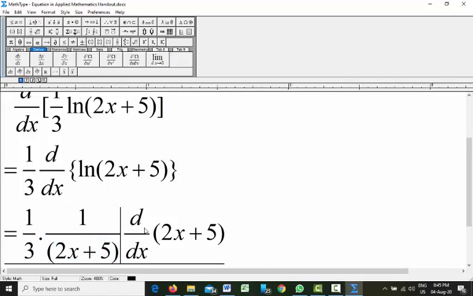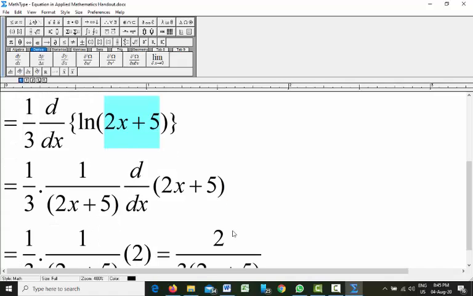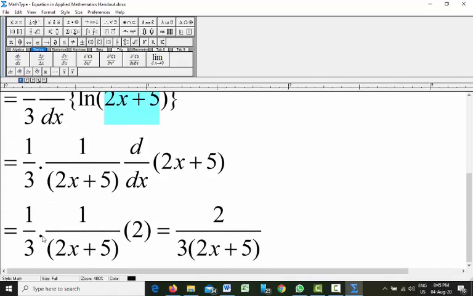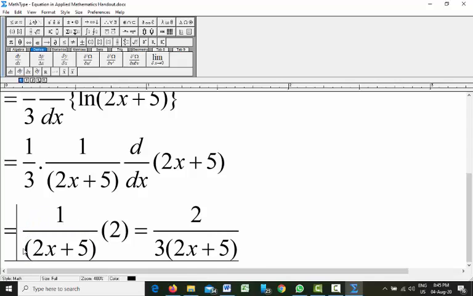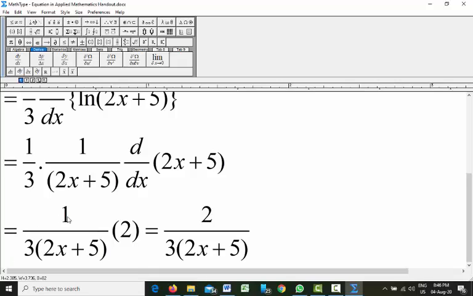And then we will do differentiation of the bracket part. Now we will do differentiation of the inside material, that is 2x plus 5. Here we can write 1. So this 3 will get multiplied by 2x plus 5. So 3 will be in the denominator, and 1 multiplied by 1, we will have 1 in the numerator.